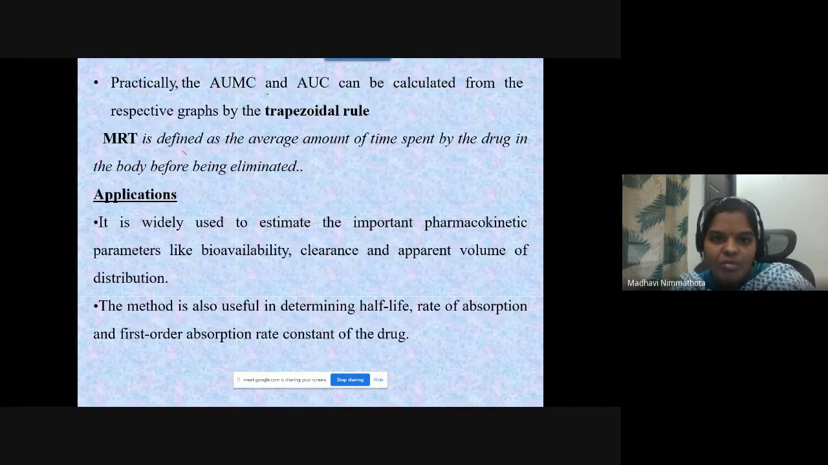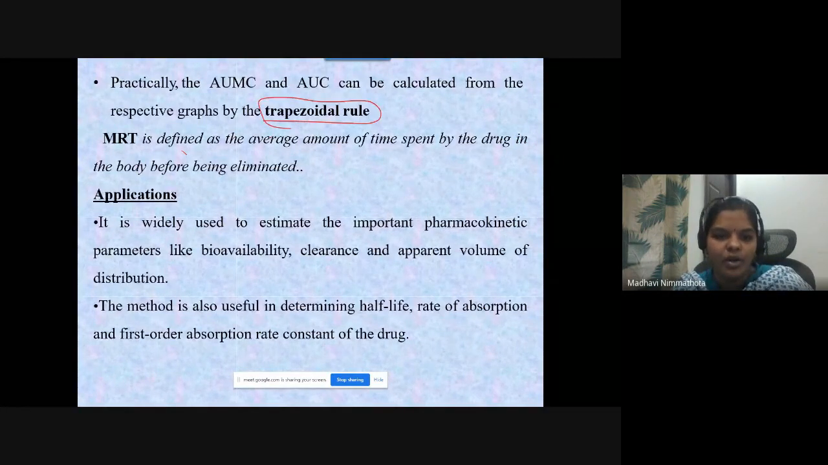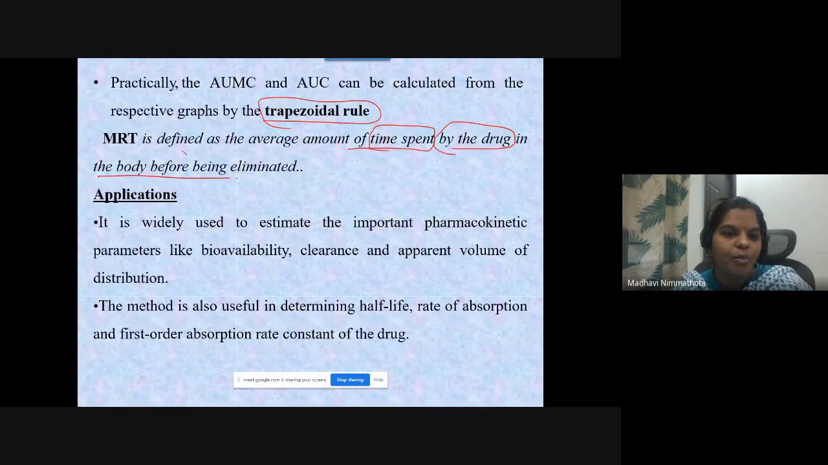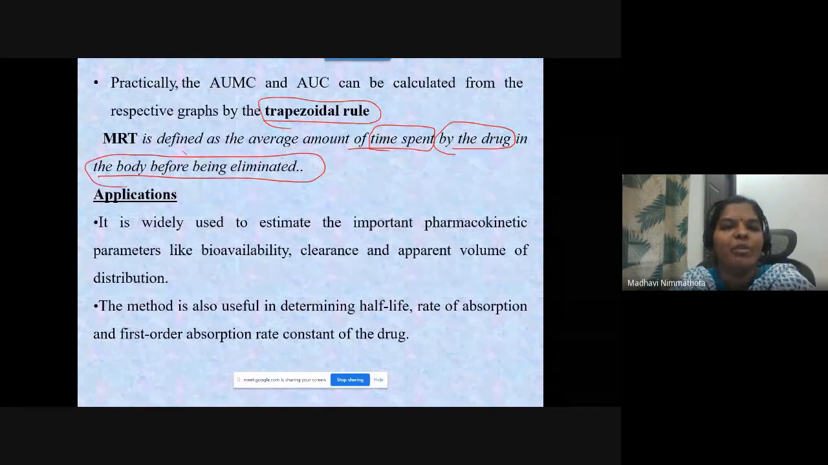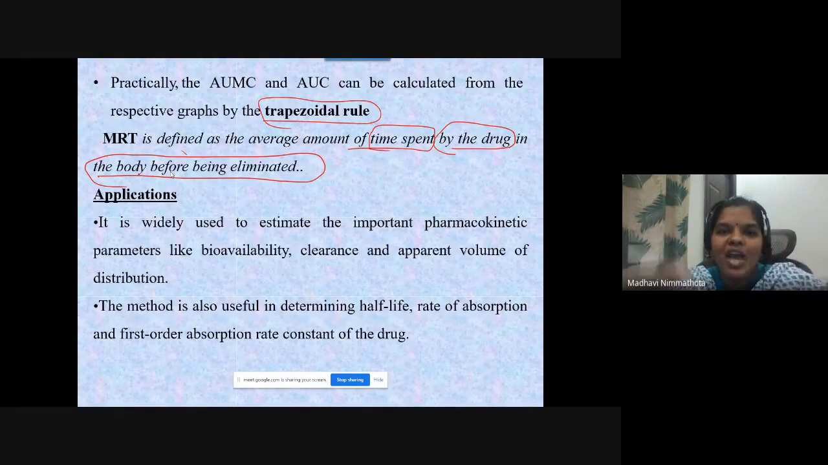Practically, the AUMC and AUC can be calculated from the respective graphs by the trapezoidal rule. So the MRT is defined as the average amount of time spent by the drug in the body before being eliminated. So before it's eliminated, how much time it will spend in our body, that time we are going to calculate. That is nothing but mean residence time.